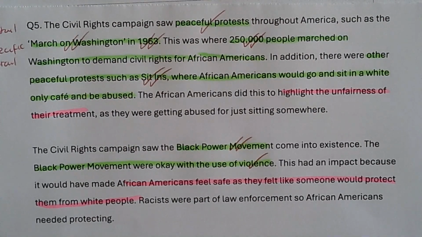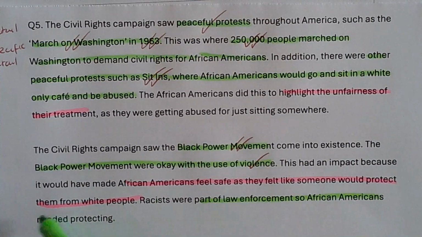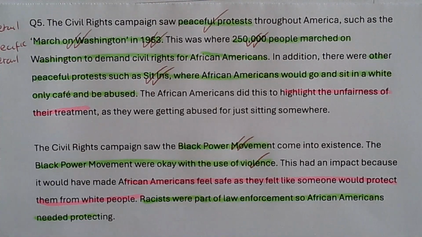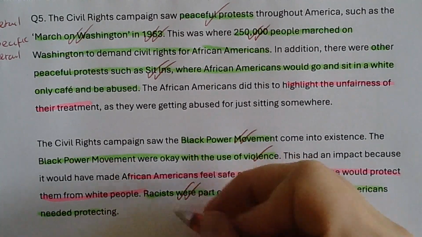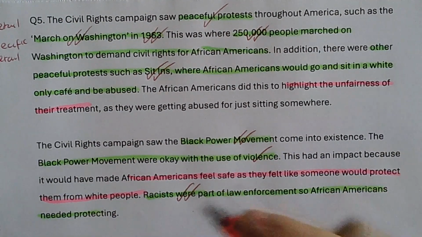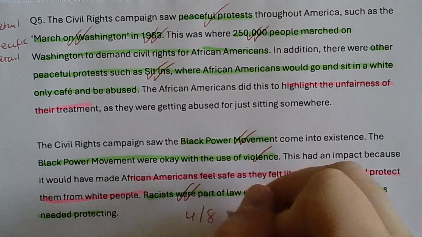Okay, and I've used another bit of specific evidence here saying racists were part of law enforcement, so African Americans needed protecting. And that's some specific example there. So this answer, there's a lot here, but it's only going to get me 4 out of 8 marks.